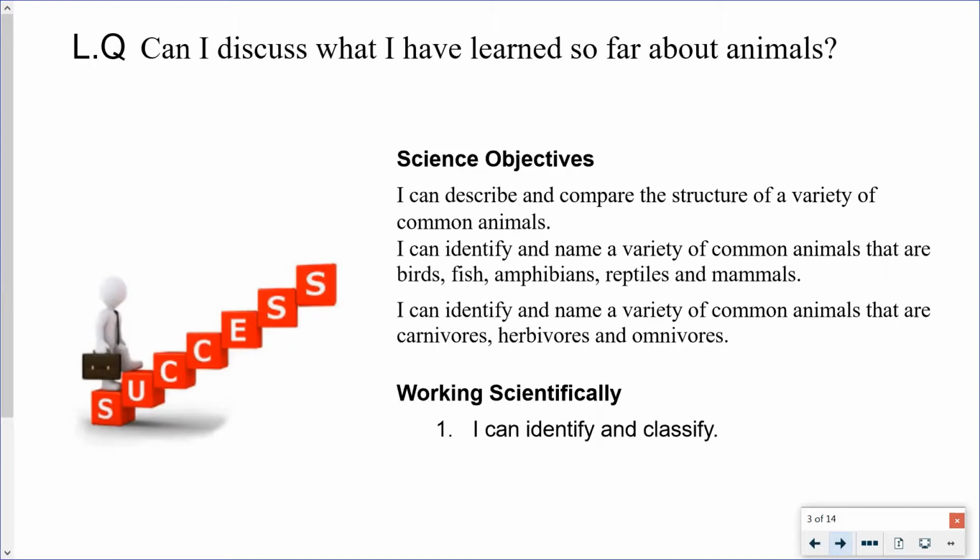Your steps to success are, I can describe and compare the structure of a variety of common animals. I can identify and name a variety of common animals that are birds, fish, amphibians, reptiles, and mammals. I can identify and name a variety of common animals that are carnivores, herbivores, and omnivores. Your working scientifically skills for today are to identify and classify.